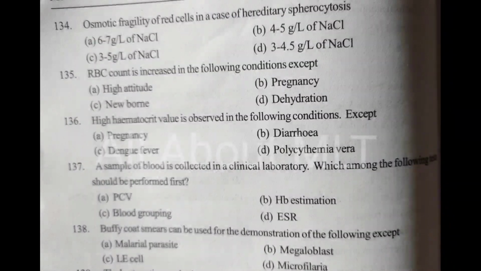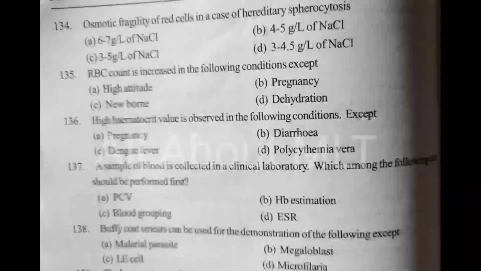A sample of blood is collected in a clinical laboratory. Which among the following tests should be performed first? Option A PCV, option B HB estimation, option C blood grouping, option D ESR. And the answer is option D ESR.